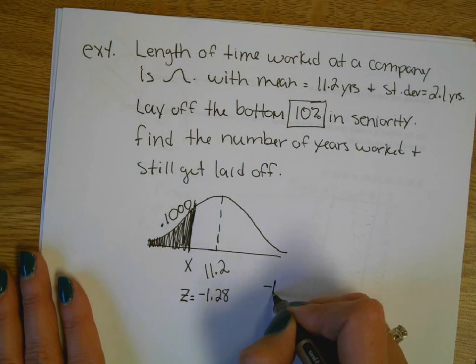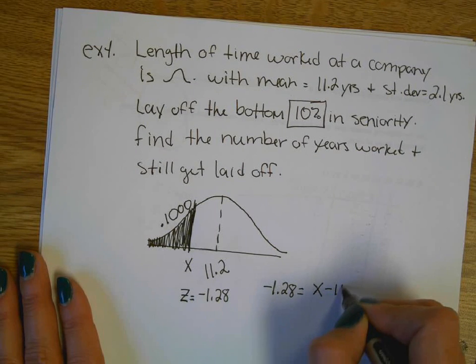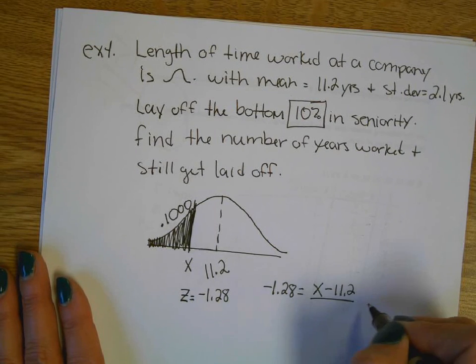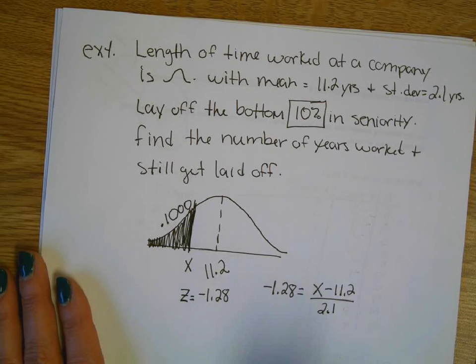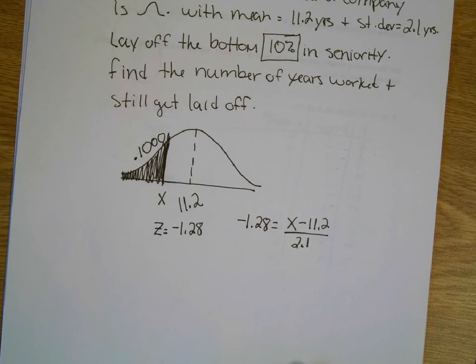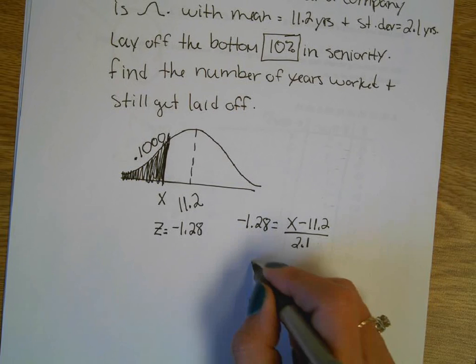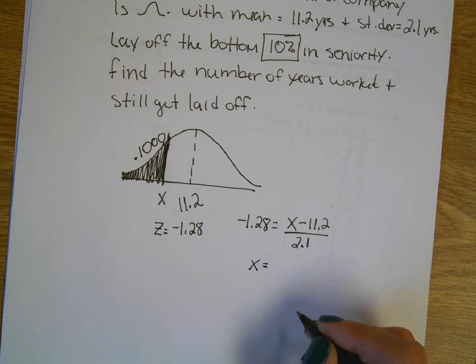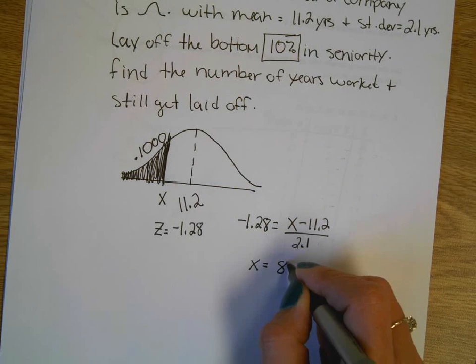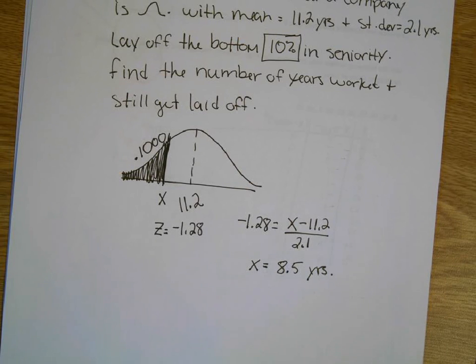So negative 1.28 equals some X value minus 11.2 divided by 2.1. And then what are your two algebra steps? Multiply by 2.1, add 11.2. How many years did you work here and get laid off? About 8.5. About 8.5 years is what I'm looking for.